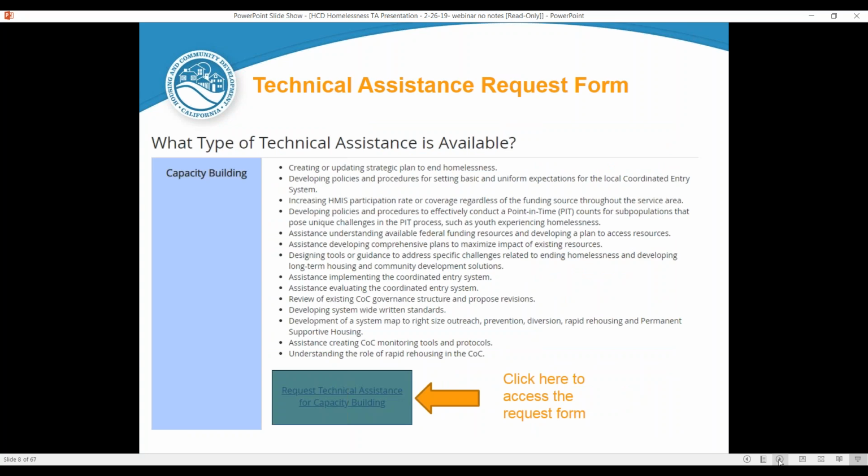So on the HCD Technical Assistance website, where can you find the technical assistance request form? On our website, if you scroll down to the technical assistance activities, you will find the request form for each of the categories. That's capacity building, housing first, and housing stability. And so you will just click on that form, and it will lead you to the next. Next slide, please.